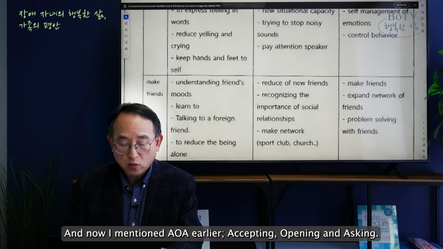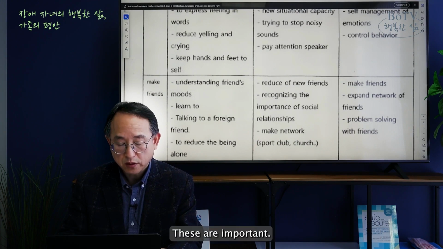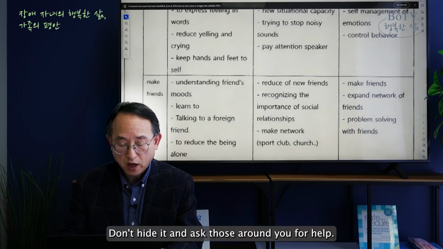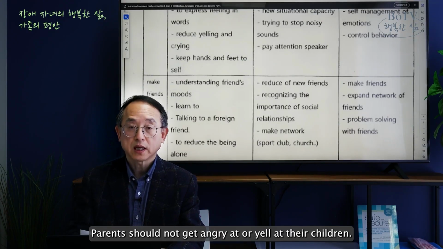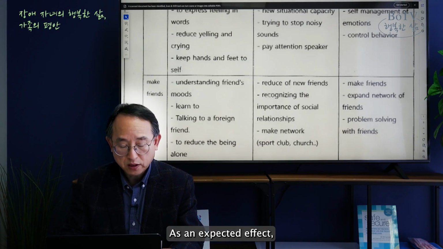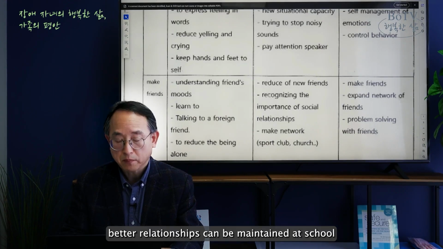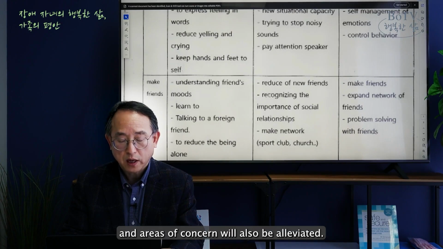And now I mentioned AOA earlier. Accepting, opening, and asking. These are important. In other words, acknowledge your child as they are. Don't hide it and ask those around you for help. Parents should not get angry at or yell at their children. As an expected effect, it is anticipated that through increased confidence and emotional stability, better relationships can be maintained at school and areas of concern will also be alleviated.